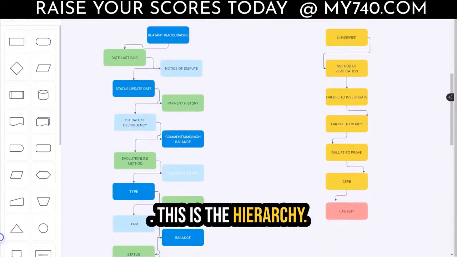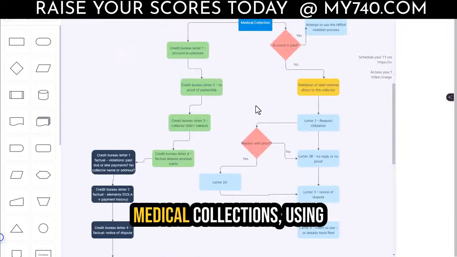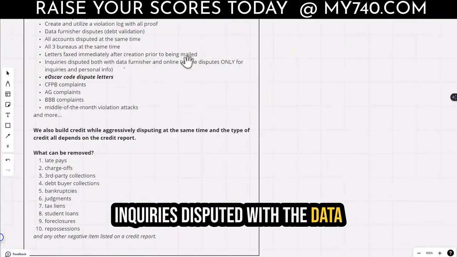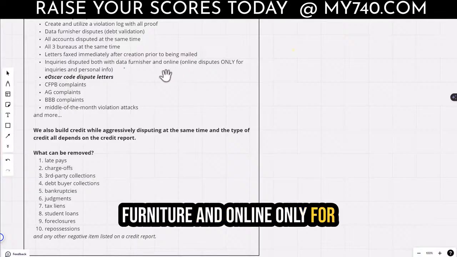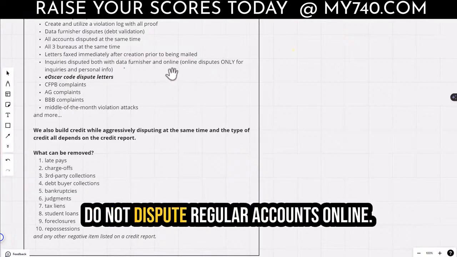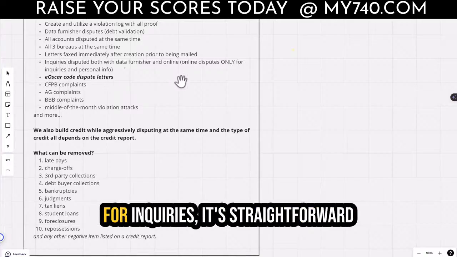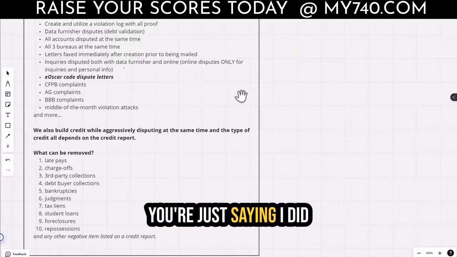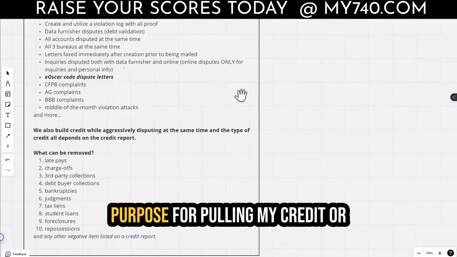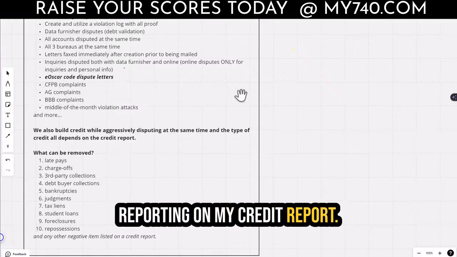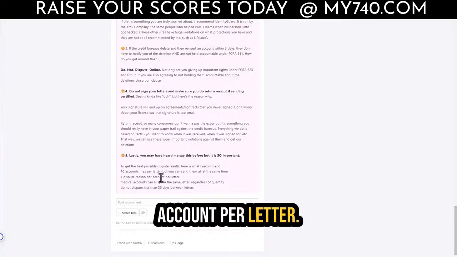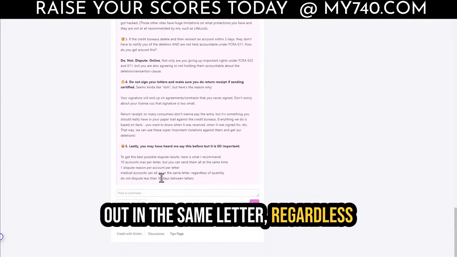This is the hierarchy. There's a whole flow for medical collections using the debt validation method. Inquiries are disputed with the data furnisher, and online only for inquiries and personal information. Do not dispute regular accounts online. For inquiries, it's straightforward. With the bureaus, you are just saying, I did not give permission. It does not meet the permissible purpose for pulling my credit or reporting on my credit report. That is it. 1 dispute reason per account per letter. Medical accounts, they can all go out in the same letter regardless of quantity.